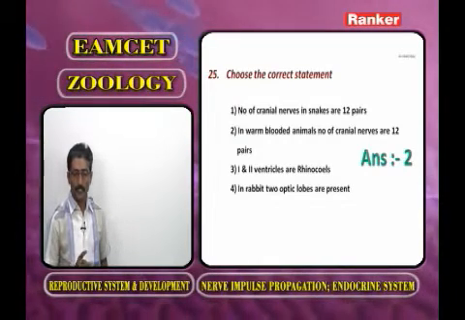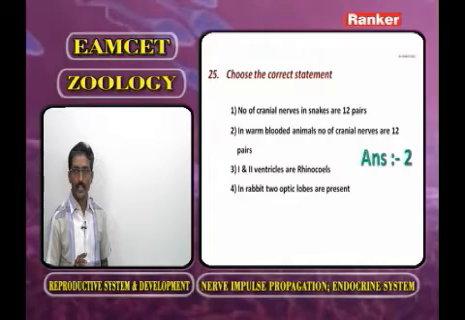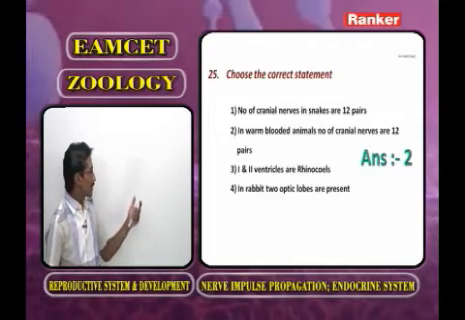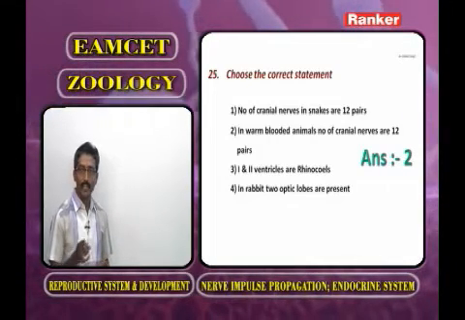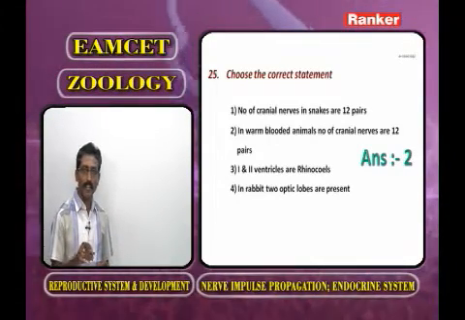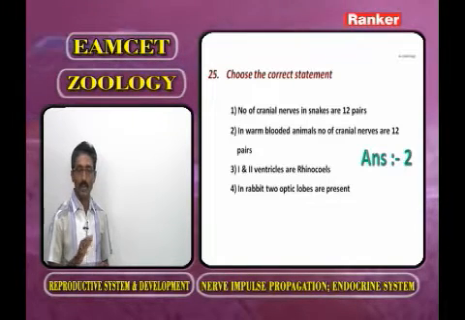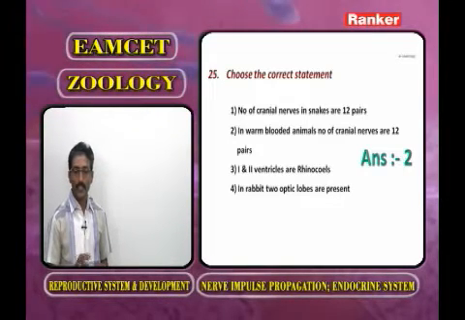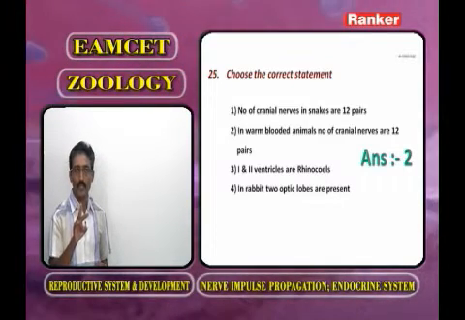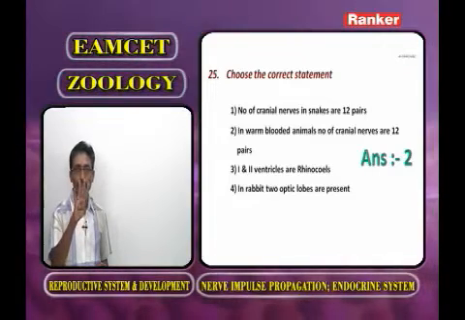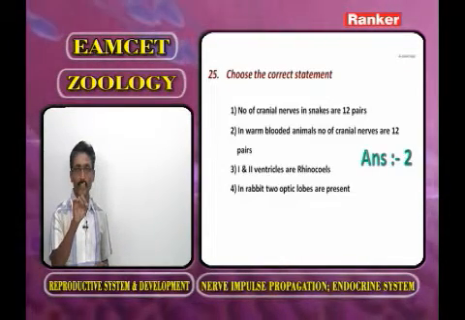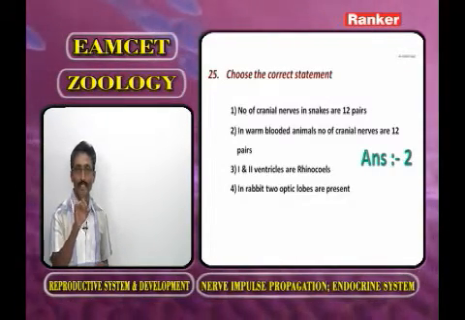That is correct. Third, first and second ventricles are rhinoceles. But what will we learn? First and second ventricles are called paraceles. So the third option is wrong. Fourth, in a rabbit 2 optic lobes are present. In all mammals, how many optic lobes? 4. That is called corpora quadrigemina.